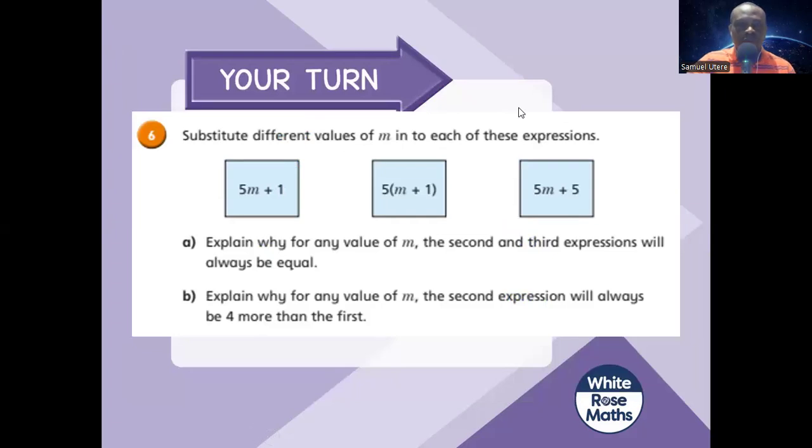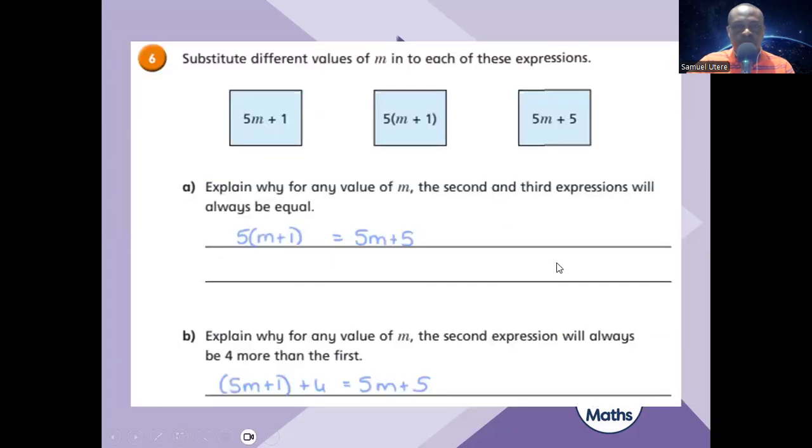You can pause the video and have a go at question 6. You can use 2 minutes. Assuming you've paused the video and you've worked through this, here are the answers. So question 6, A and B. Here you're asked to substitute different values of M into each of these expressions. Explain why for any value of M, the second and third expressions will always be equal.